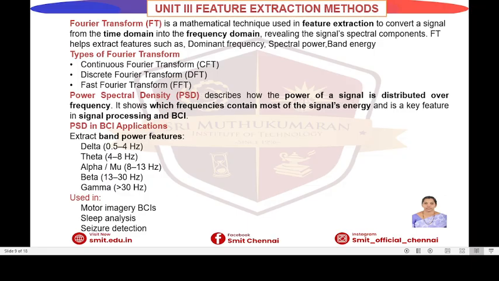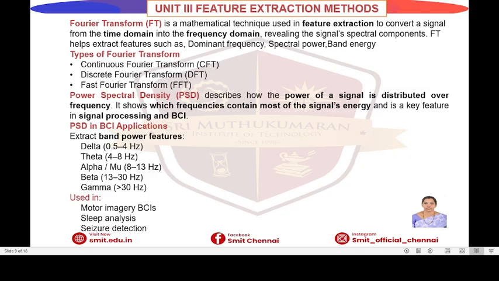And another method is power spectral density. It is denoted as PSD. It shows how the power of the signal is distributed over the frequency. Usually the EEG frequency bands consist of alpha, beta, theta, gamma and delta. So by using this PSD we can extract the band power features.